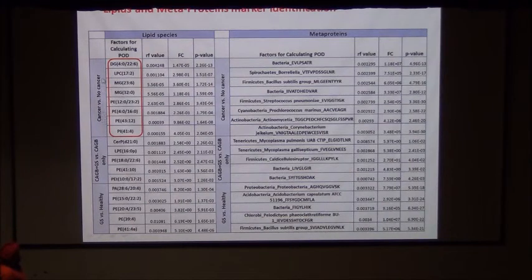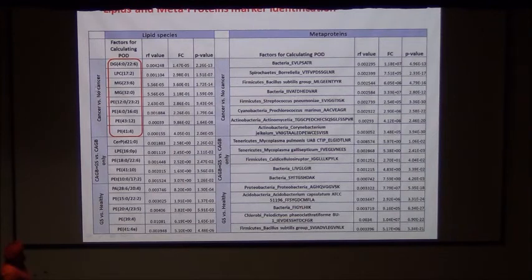When cancer was compared to non-cancer, these are the best lipids. When gallstone was compared to CAGB, these are the best lipid species. When gallstone was compared to healthy, these are the best lipids. And for meta-proteins, when cancer was compared to no cancer, these are the best bacteria and their peptides. When gallstone was compared to CAGB only, these are the peptides, and when gallstone was compared to healthy control. So we decided we could validate any of them.